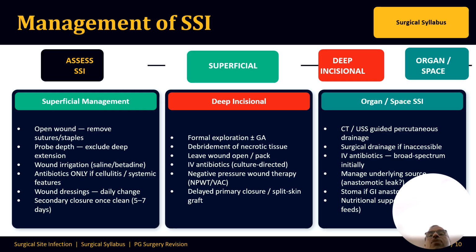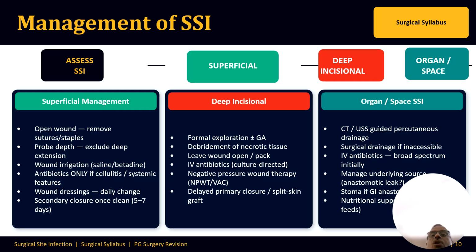And then we have the third one, and that is for organ or organ space deep SSI. Here you have to do imaging, either a CT, to know exactly where the abscess is. And then under CT or ultrasound guidance, a percutaneous drainage with a catheter passed into the abscess cavity should be attempted. Surgical drainage should only be done by formal surgery if the CT or ultrasound guided percutaneous drainage is not possible, because the abscess cavity is in an inaccessible location.